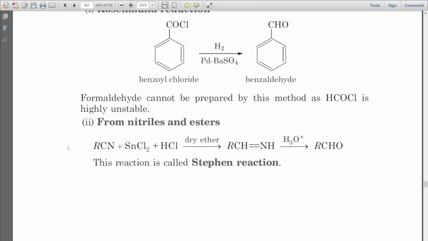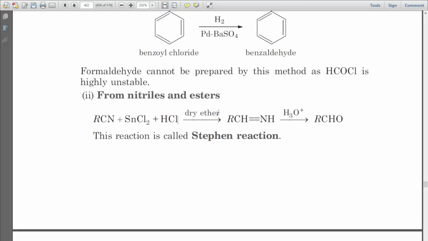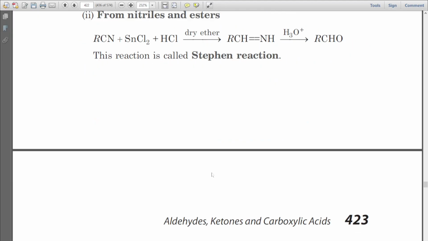Now secondly, from nitriles, if we take cyanides and reduce them in the presence of SnCl2 and HCl, this mixture yields hydrogen gas in the presence of dry ether, and then we do hydrolysis. This compound is known as imines, and after hydrolysis of imines we get aldehydes. This is known as Stephen's reaction, another important reaction from your examination point of view.